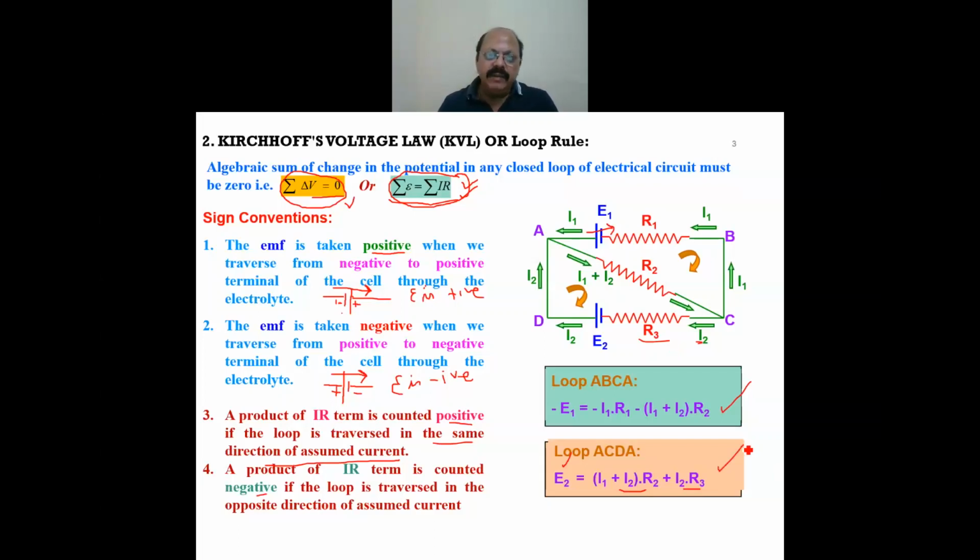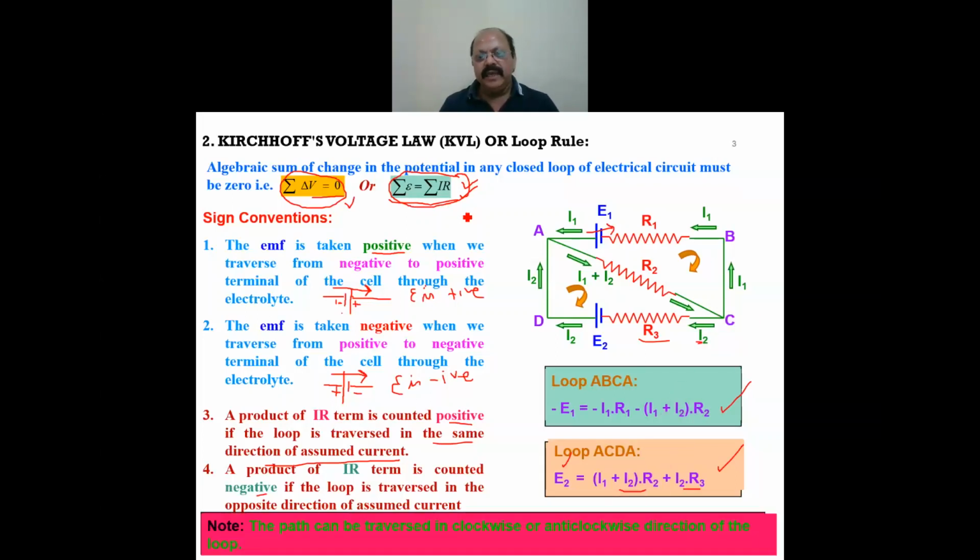Remember again, I'm warning you, when you apply these four sign conventions, you have to apply this formula: sigma E equal to sigma IR. Now the direction of the loop can be taken as clockwise as well as anti-clockwise.